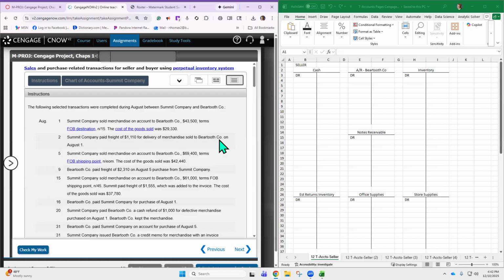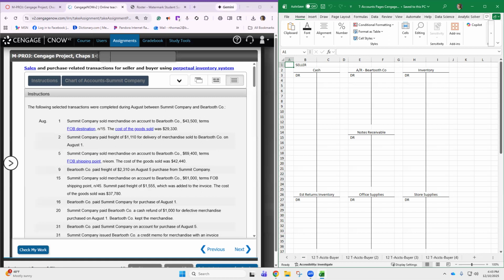We're going to do transactions for a seller. Every time you see the name Summit in a transaction, that's representing the seller. Everybody good? Summit means seller. Anytime you see the name Beartooth, that's going to be the buyer. If you look down at the bottom, the first four are all about the seller, and the last four are all about the buyer.